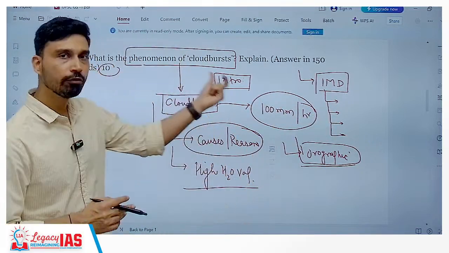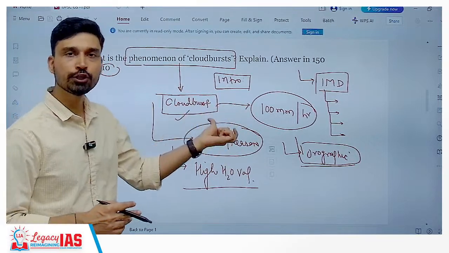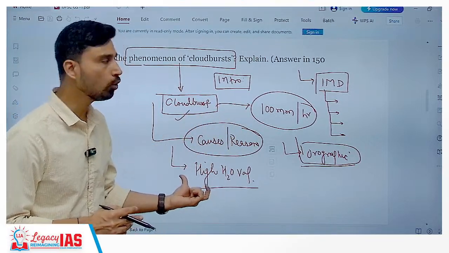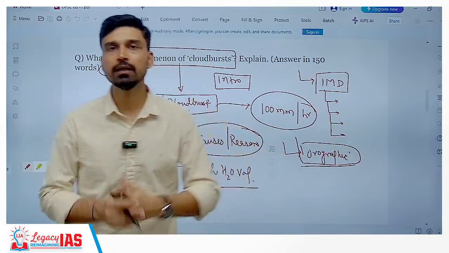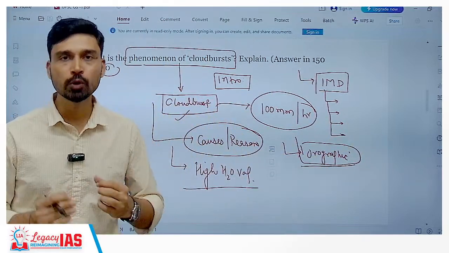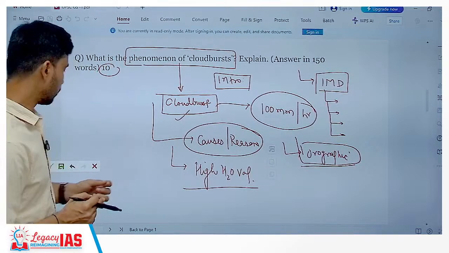So: introduction with a recent example; in the body the definition of cloudburst, and the regions and factors behind cloudburst; and concluding with the IMD color-coded warning system. This could have been a good structure for this particular question.